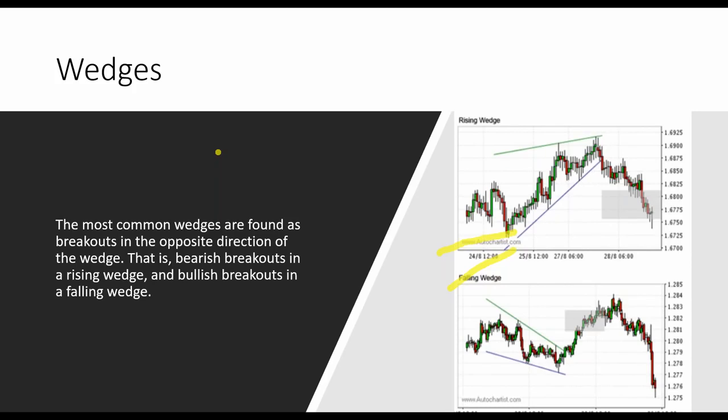Now, the most common wedges are found as breakouts in the opposite direction of the wedge. That is, bearish breakouts in a rising wedge and bullish breakouts in a falling wedge. So in other words, when we have a rising wedge, we would expect it to break out down. In a falling wedge, we would expect it to break out upward. This is only a percentage, or what can be expected. It doesn't mean that it can't continue or break out in the other direction, but we would expect it to break out in the opposite direction of the wedge.